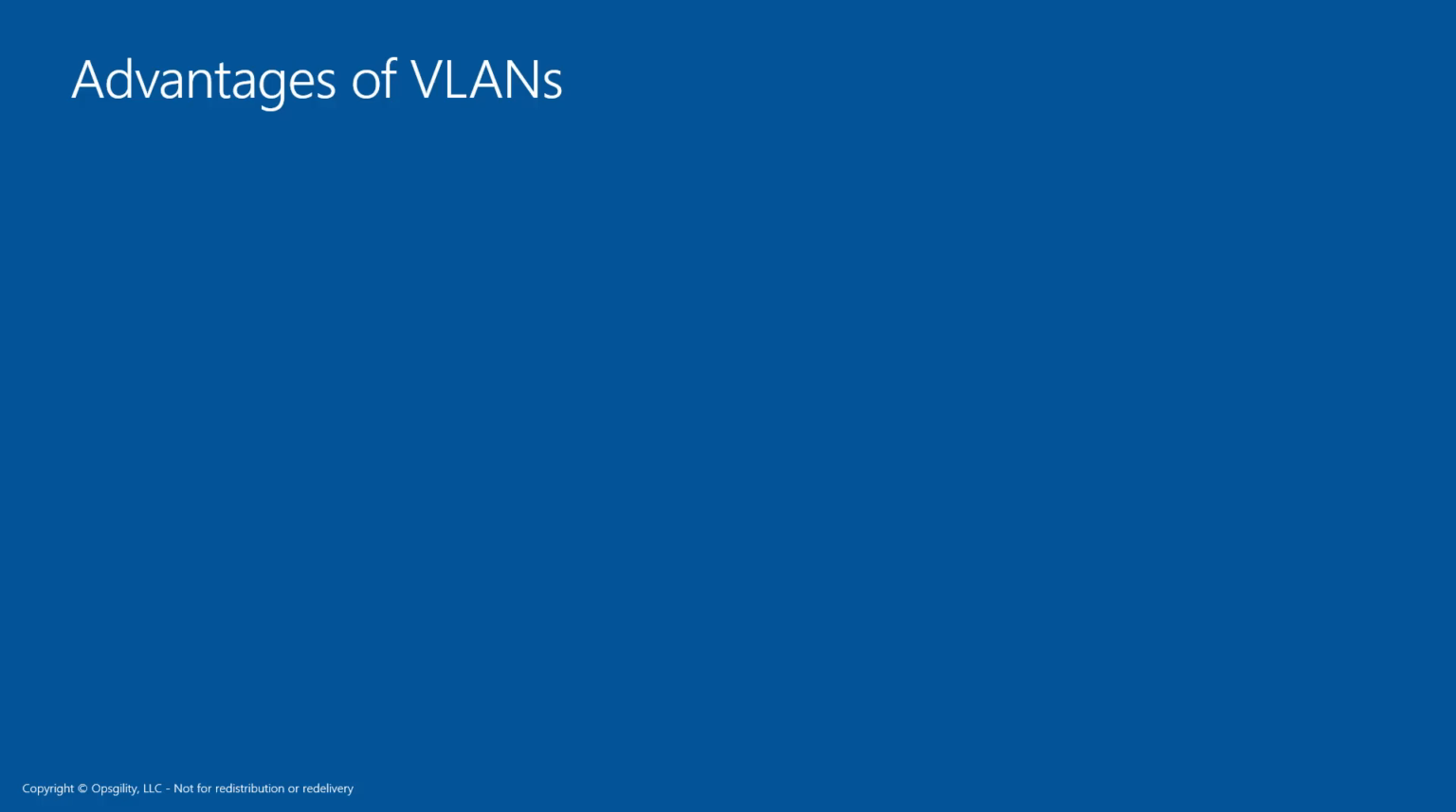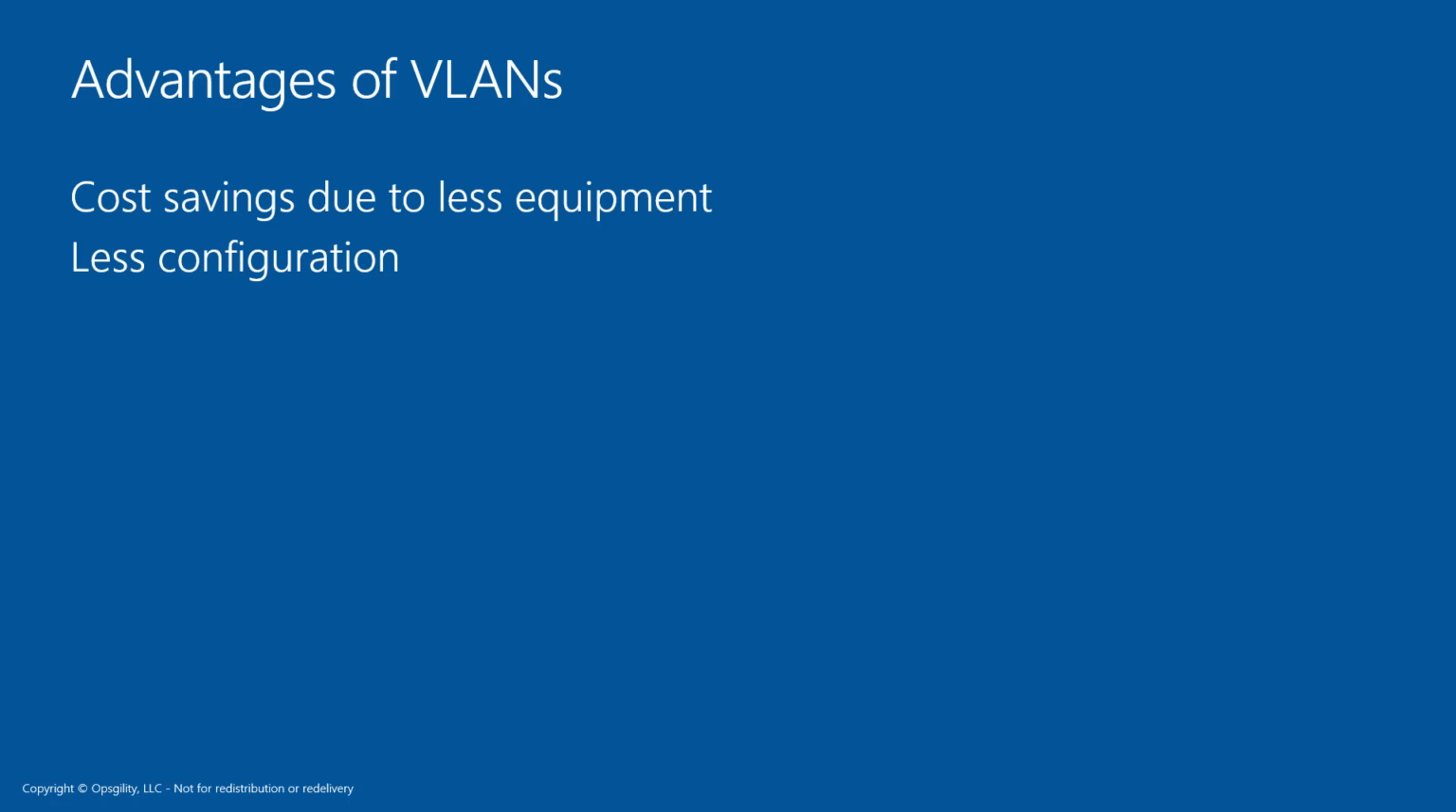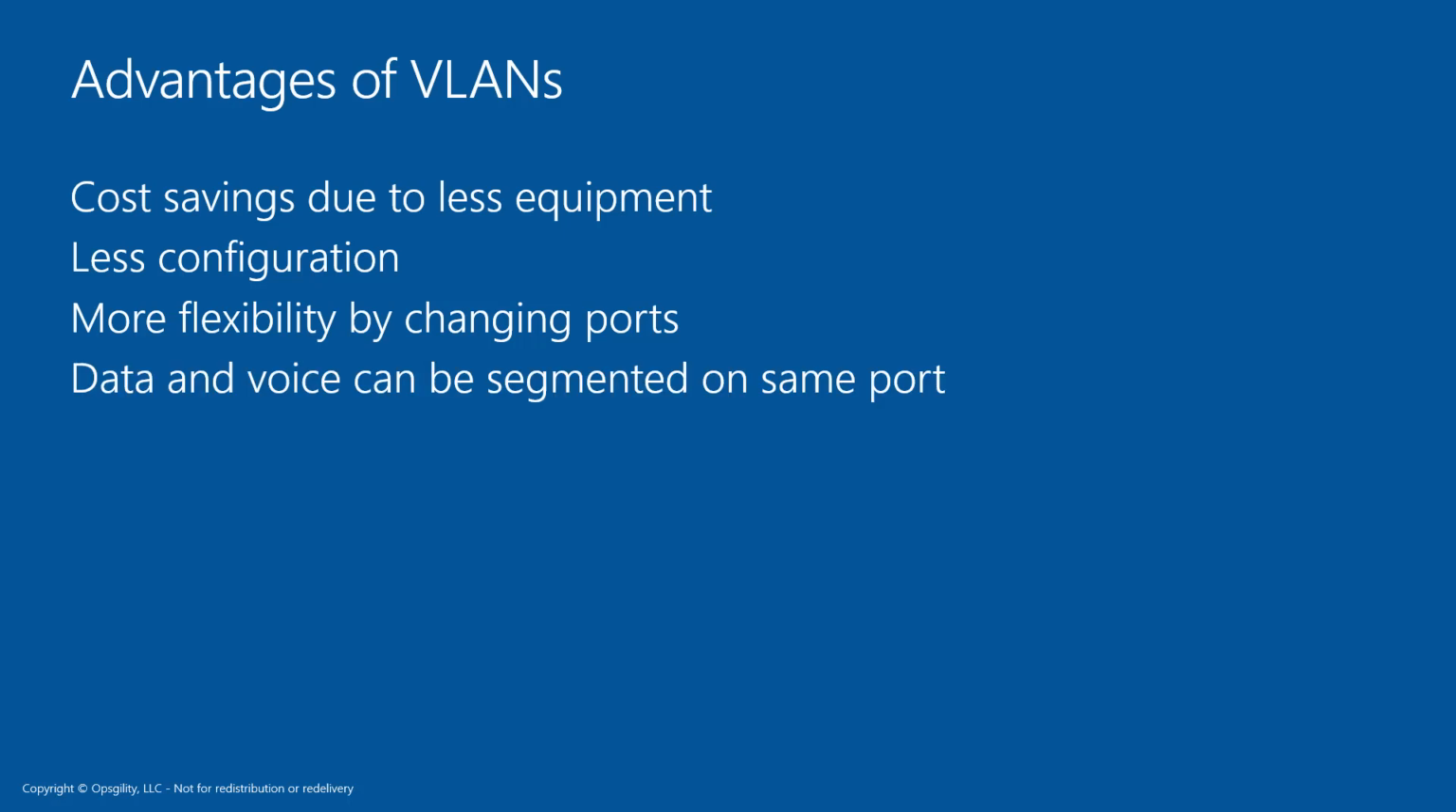There are many advantages to a VLAN. Of course, we have cost savings due to less equipment. Less equipment equals cheaper price. Then we have less configuration because there's less devices to deal with. So on a router, if we wanted to change subnets or add an additional subnet, we may need an additional router. But with a switch, each one of those ports can route to a different subnet, or in this case, we're now referring to them as a VLAN.